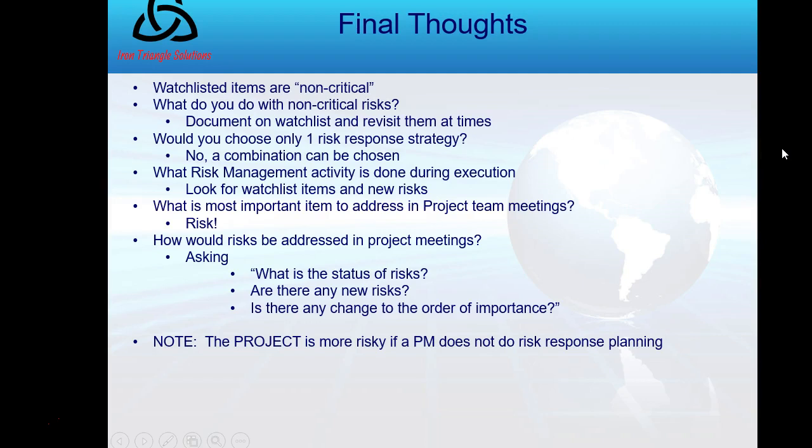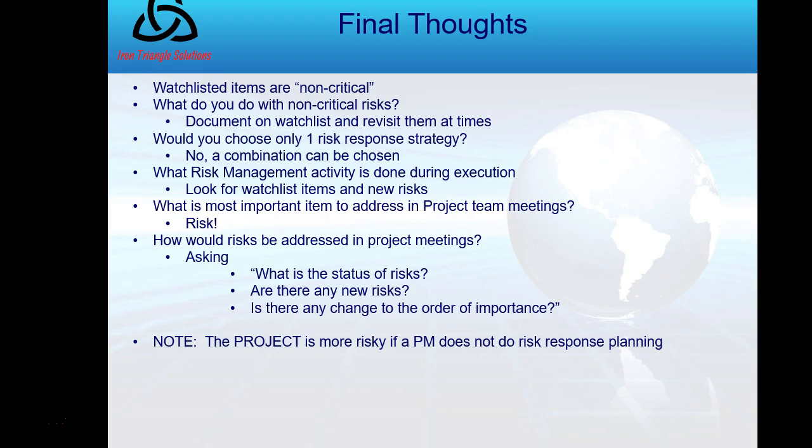Okay. The last couple slides are just final thoughts on risk management. Remember, watchlisted items are non-critical. And what do you do with non-critical risks? You document them on the watch list and revisit them periodically, because sometimes their priority will rise with a change in probability and/or change in impact. Would you choose only one risk response strategy? Maybe, but in reality you can choose a combination of response strategies, or you may group risks by categories and have a single response for that entire group.